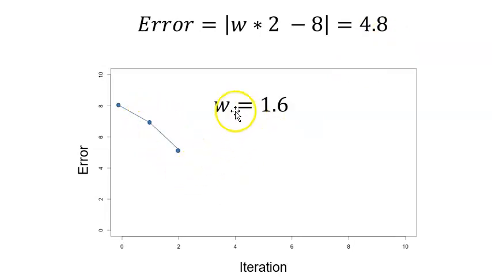Third round, let's try w equals 1.6. And then we have 4.8. And then plot it on the graph. The fourth round, similarly, we have the result of 3 and plot it here. Fifth iteration. Try w equals 3 and the error term equals 2.